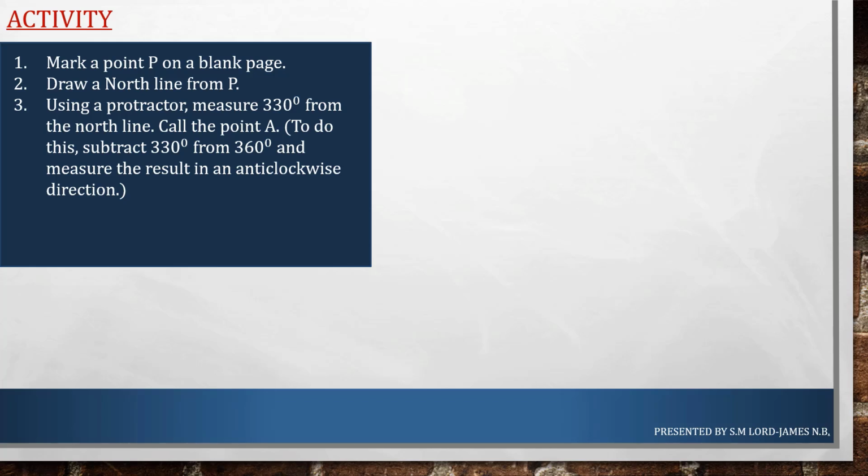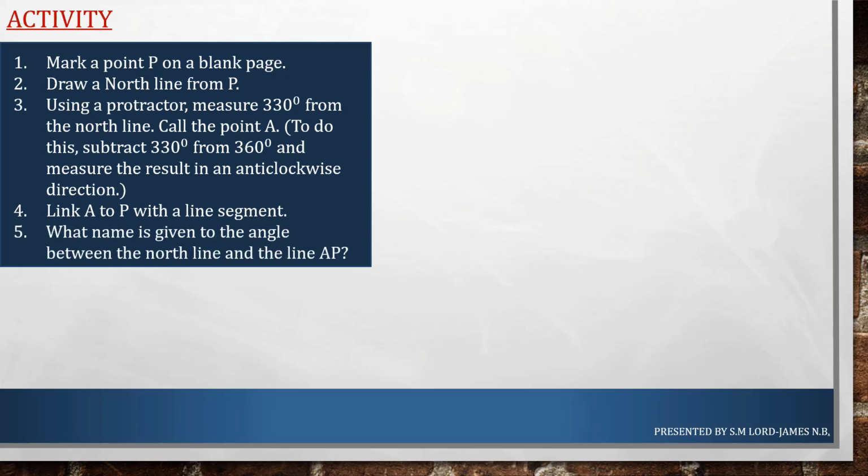Now to do this, subtract 330 degrees from 360 degrees and measure the result in an anti-clockwise direction. So why is this given? Because the protractor has values from 0 to 180 degrees, so you cannot have 330 degrees on your protractor. So that is a method to have the 330 degrees by measuring in the reverse sense. Now the fourth is link A to P with a line segment. And finally, what name is given to the angle between the north line and the line AP?